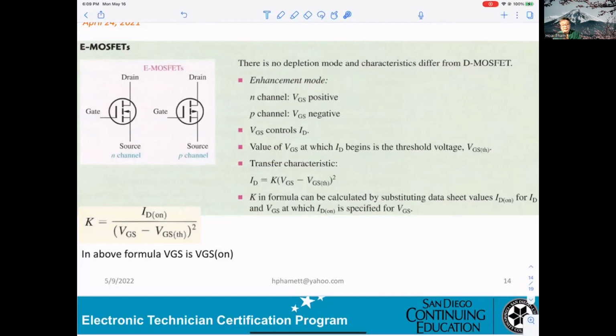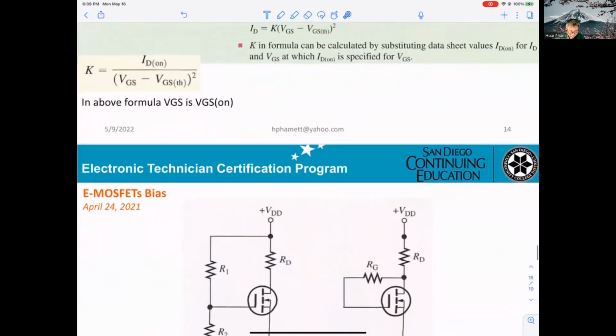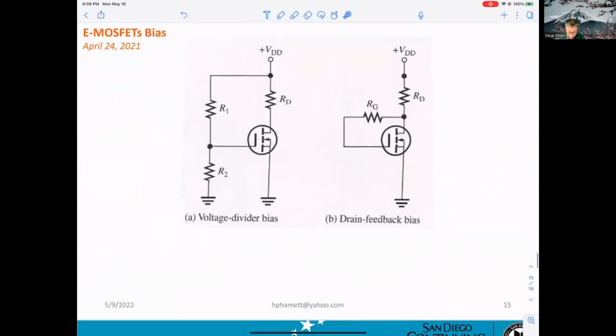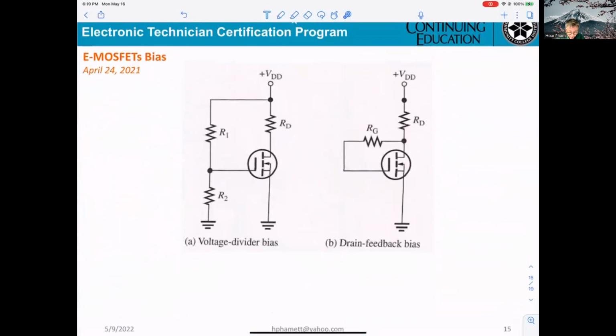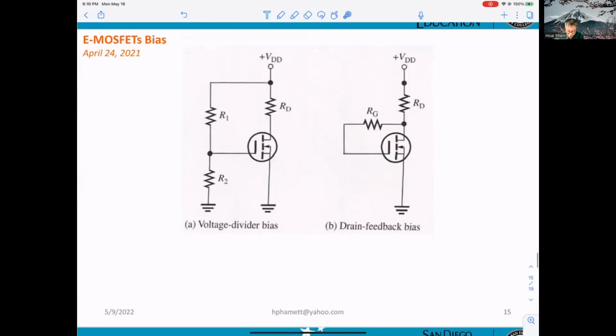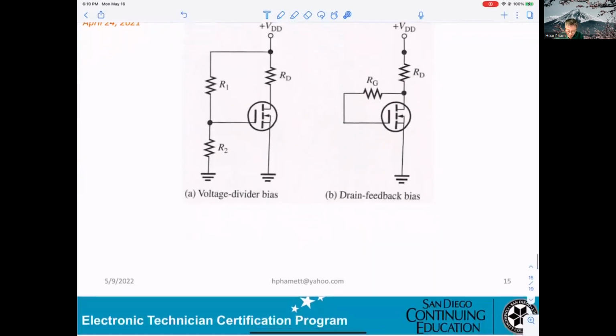Okay, do you have any question, anything? E-MOSFET bias: you can use voltage divider bias or drain feedback bias. If you're looking into the circuitry, recognize which one.